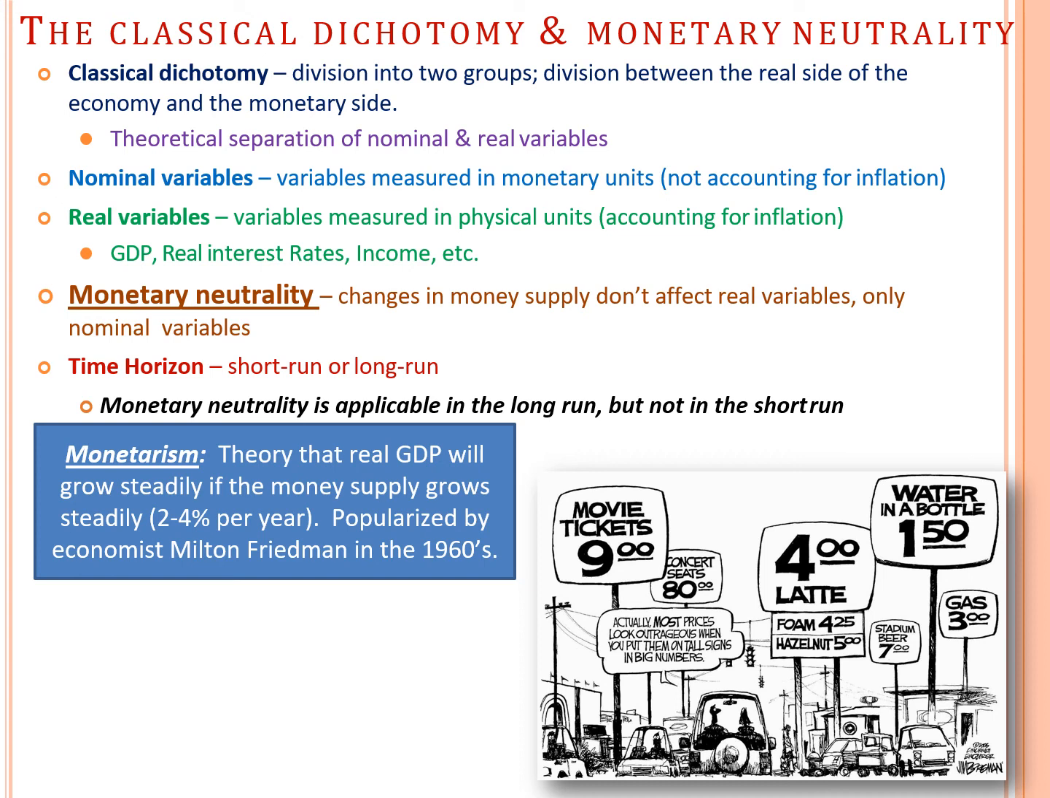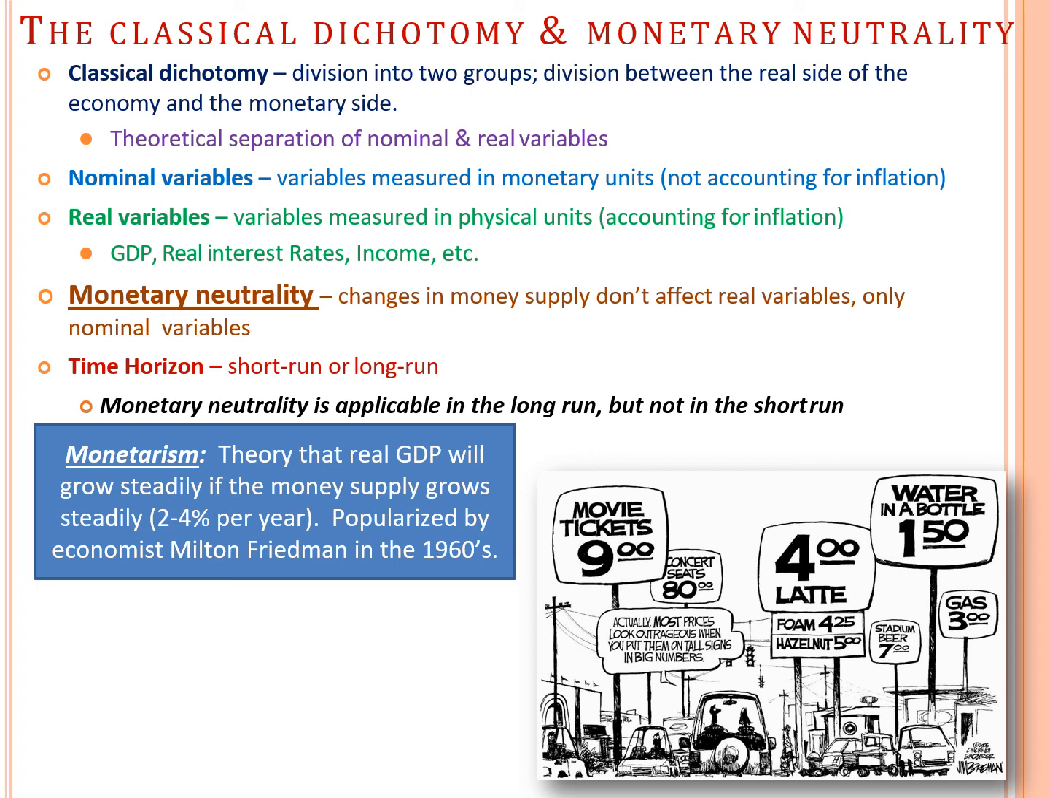Nominal variables, of course, mean variables that are measured in monetary units, not adjusted for inflation, think nominal GDP, and real variables mean variables that are measured in physical units, accounting for inflation. So like real GDP, real interest rates, income after inflation and taxes and things like that. So monetary neutrality just means that there are people who believe that changes in the money supply don't have any effect on real variables. So in other words, even if you increase the money supply, it's not going to change real GDP. It's only going to affect nominal variables, like for example, nominal GDP, which is not very useful in most cases to us when we're studying the economy.